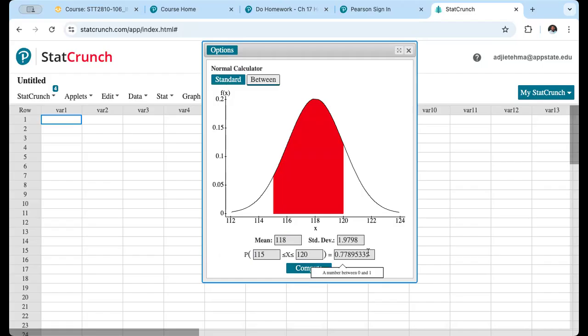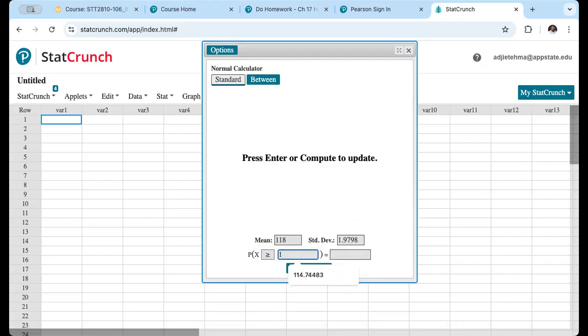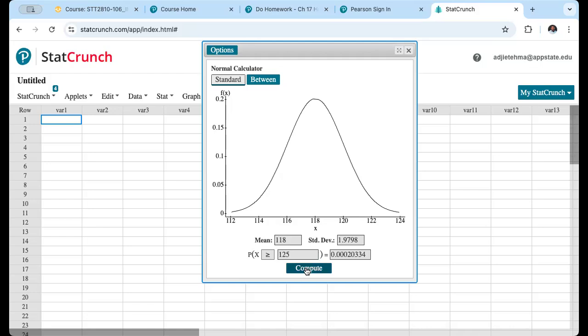The fourth one says more than 125 grams. So to do more than 125 grams, we come back to standard and change this less than here to be greater than, and then we put 125 there. And then you hit compute, and then we get this too.